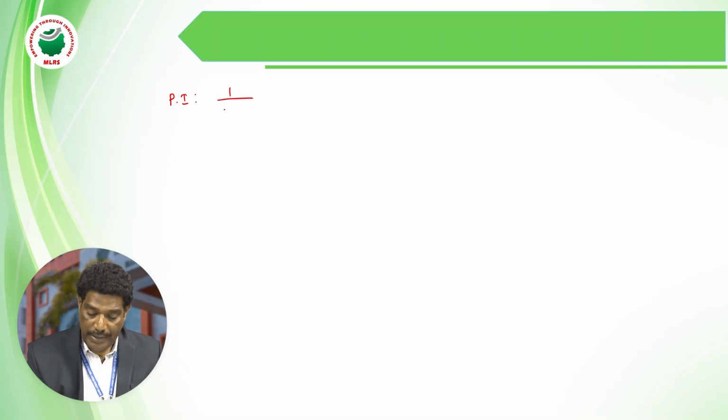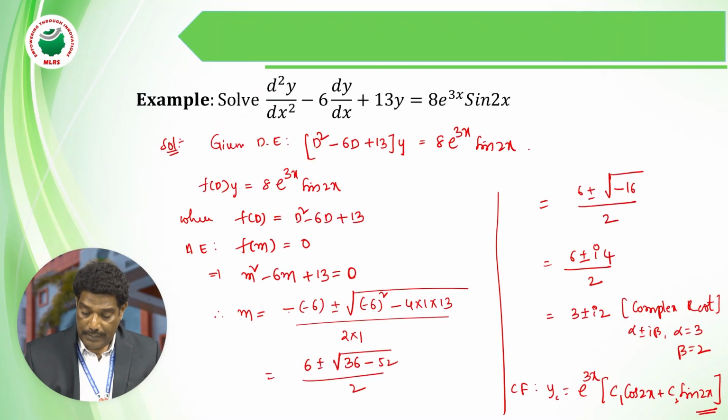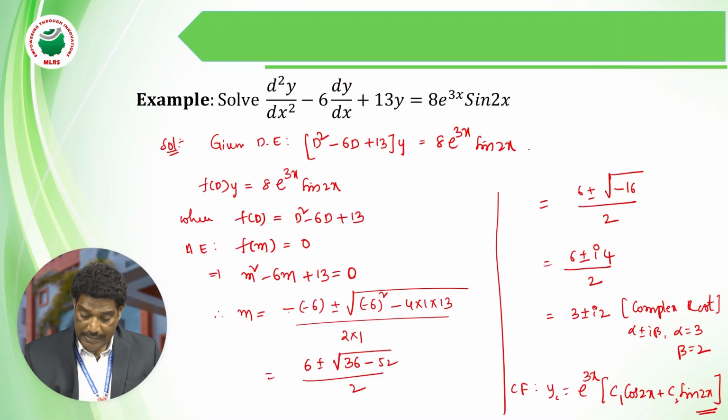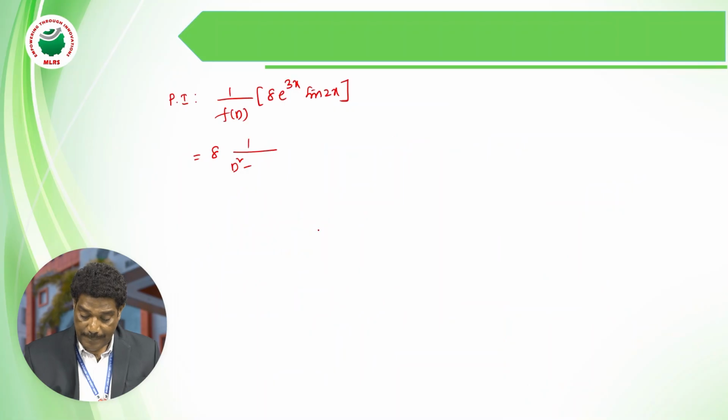First start with 1 by f of D into whatever the right side function is. What is the right side function here? 8 e power of 3x into sin 2x. Here 8 is already a constant, so write it outside. 1 by f of D. What is f of D? D square minus 6D plus 13, into e power of 3x into sin 2x.